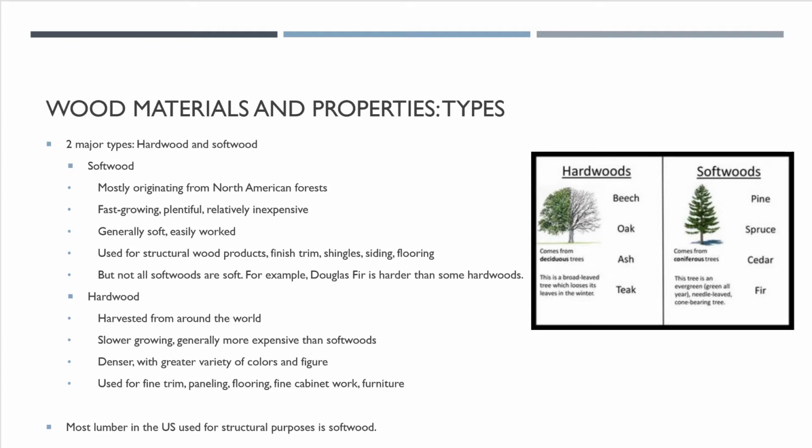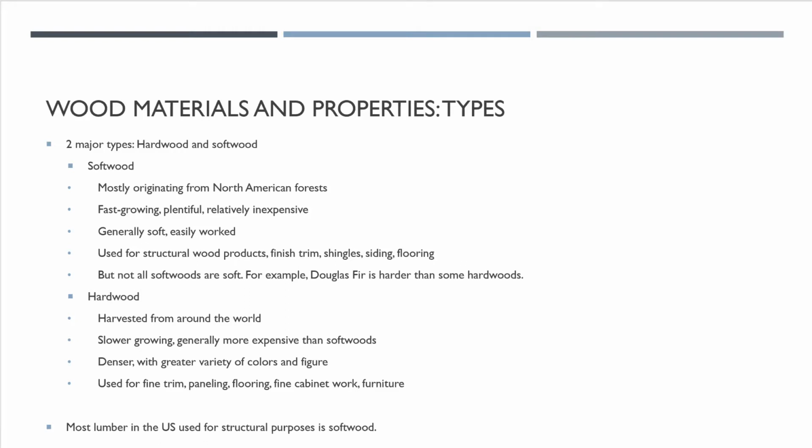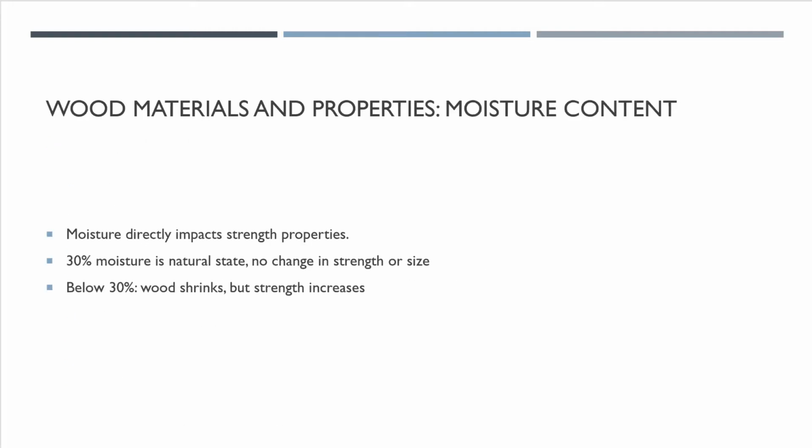Hardwood species are harvested from around the world and they're generally much slower growing. They're denser with a greater variety of colors and figures. And typically these are your more exotic woods. They're used for fine trim, paneling, flooring, cabinet work, and furniture. Most lumber in the United States for structural purposes for home framing is softwood.